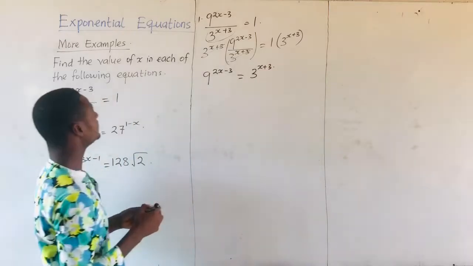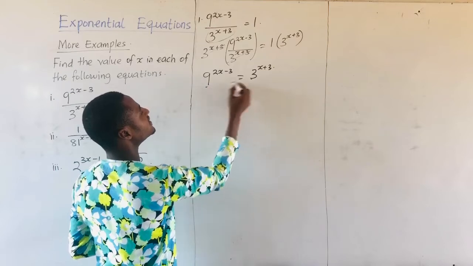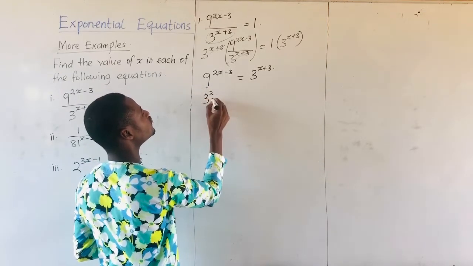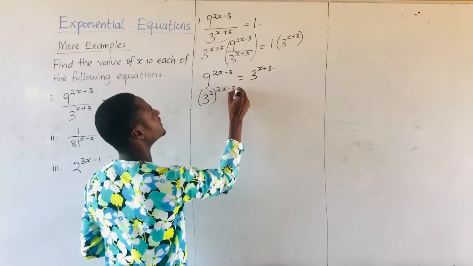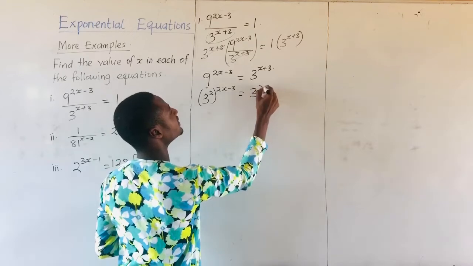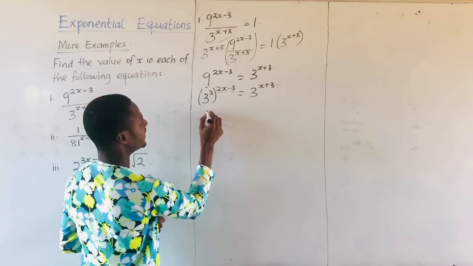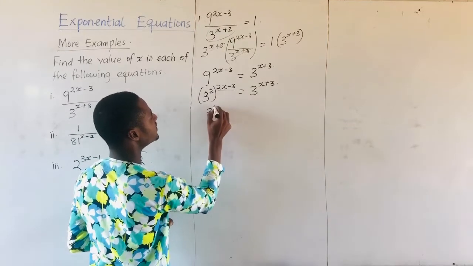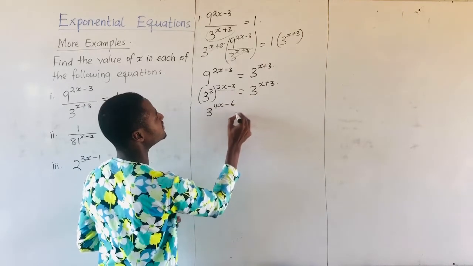In solving exponential equations, we must get the numbers in the same base. And 9 can be written as 3 raised to the power 2. And that is all raised to the power 2x minus 3, which gives us 3 to the power x plus 3. Here, the powers will multiply. And that will give us 3 raised to the power 2 times 2x, which is 4x, and 2 times negative 3, which will give us negative 6.